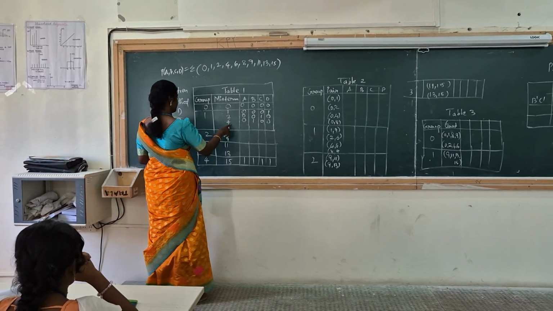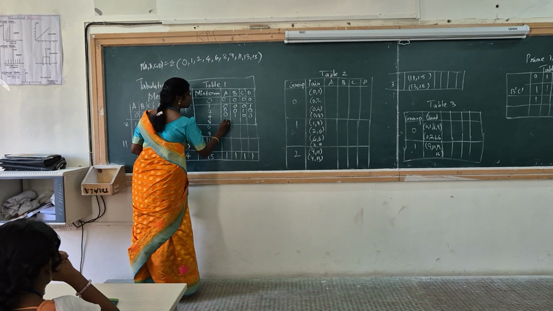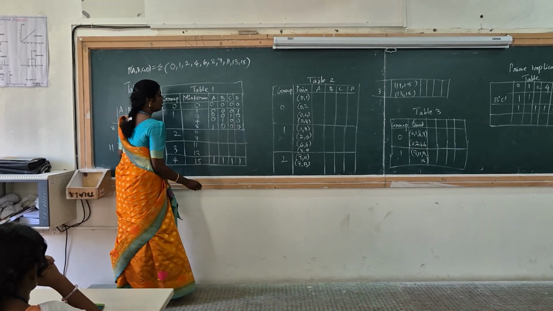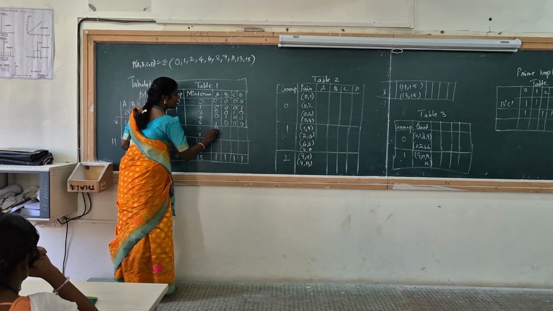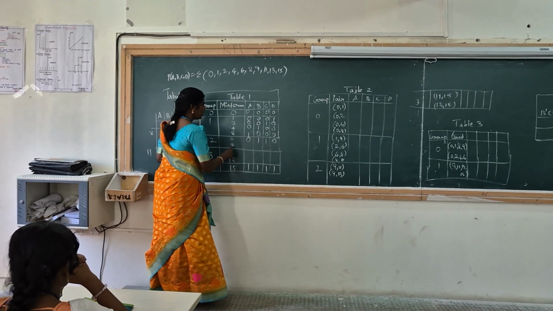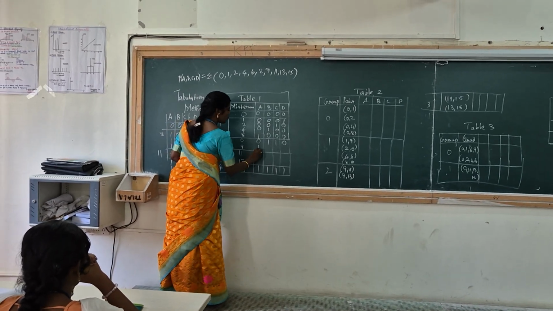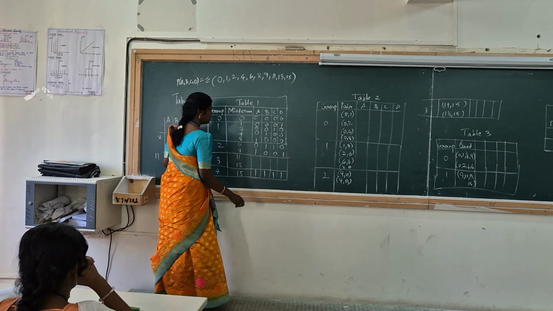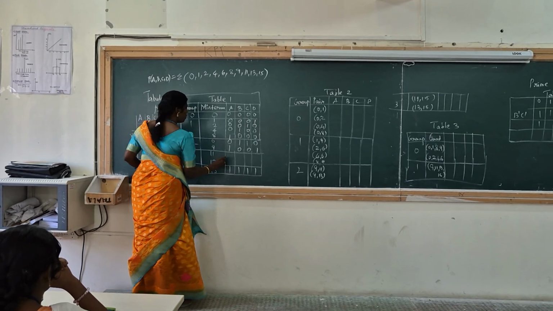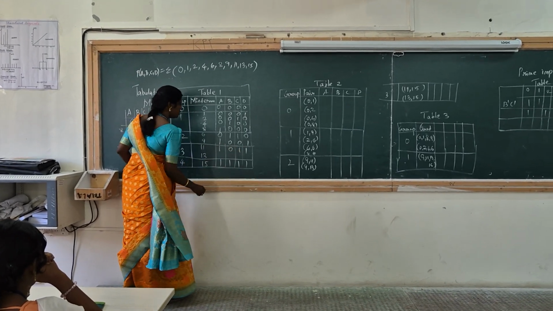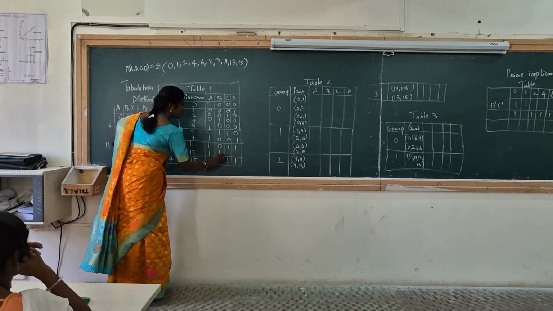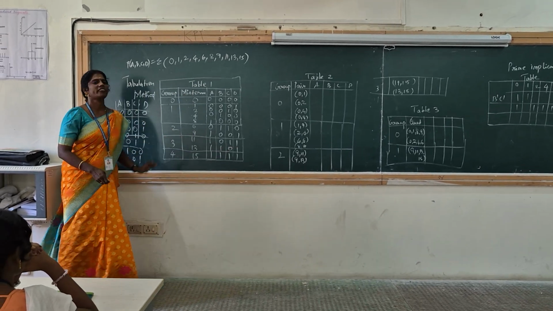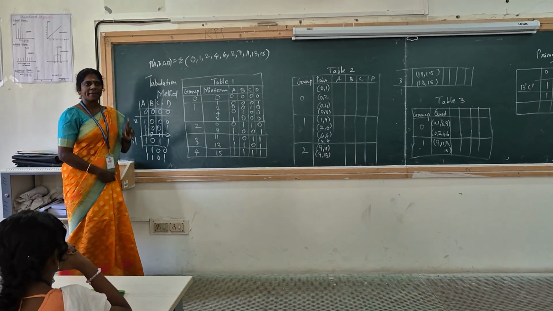For 8 it is 1, 0, 0, 0. For 6 it is 0, 1, 1, 0. For 9 it is 1, 0, 0, 1. For 11, 1, 0, 1, 1. For 13, 1, 1, 0, 1. And finally for 15, 1, 1, 1, 1.